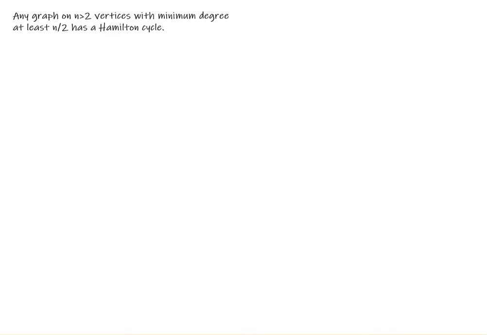For the proof of Dirac, it's a little bit weird, but you don't actually look for the longest cycle to start, but instead you look for the longest path. So let's say we have a longest path in our graph. There's vertices on here, and this is the longest path here.